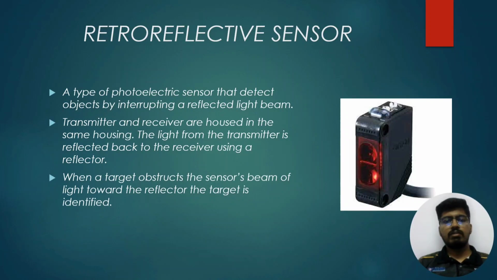Followed by the retroreflective sensor, a type of photoelectric sensor that detects objects by interrupting a reflected light beam. Transmitter and receiver are housed in the same housing. The light from the transmitter is reflected back to the receiver using a reflector. When the target obstructs the sensor's beam of light towards the reflector, the target is identified. This type of sensor in our manufacturing process is used to keep count of the completed packages in the production line.